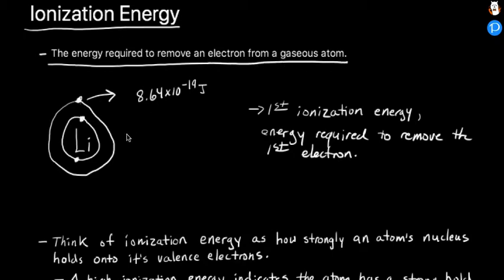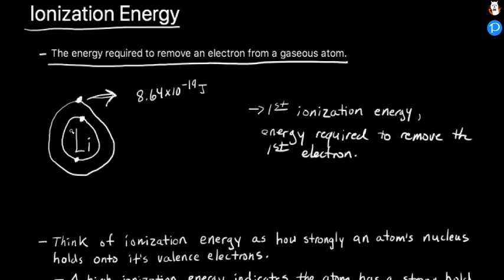So let's say I've got some gaseous lithium atoms that are floating around. The ionization energy for lithium is basically the amount of energy that I need in order to get this electron away from lithium. That's what ionization energy is: how much energy is required in order to remove this electron from lithium.